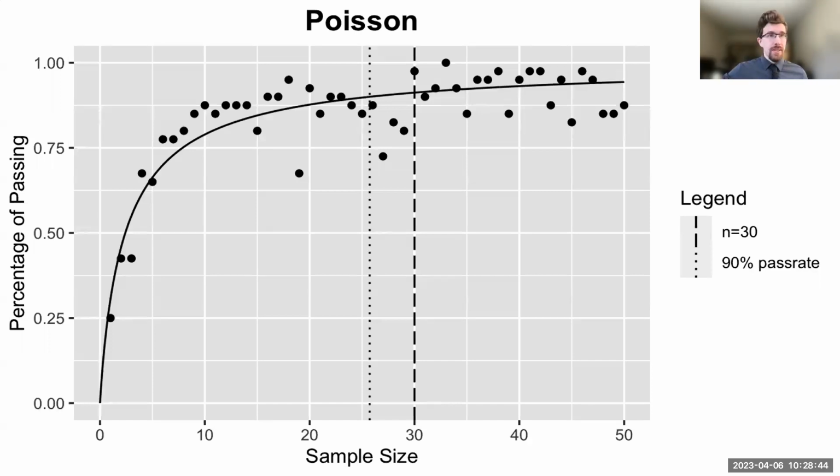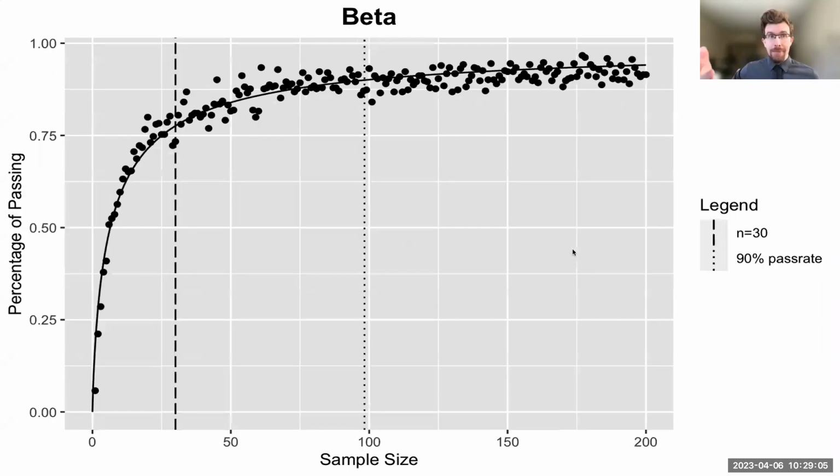So Poisson, the same graph we've shown a couple of times now, but this time there are two vertical lines that correspond to the n equals 30 value and the 90% pass rate. Here, the 90% pass rate was below 30. It ended up being about 26. Pretty heartening, saying that maybe the n equals 30 rule of thumb works for Poisson. This is beta, not quite working as well. You have a 90% pass rate closer to 98, much higher than 30.